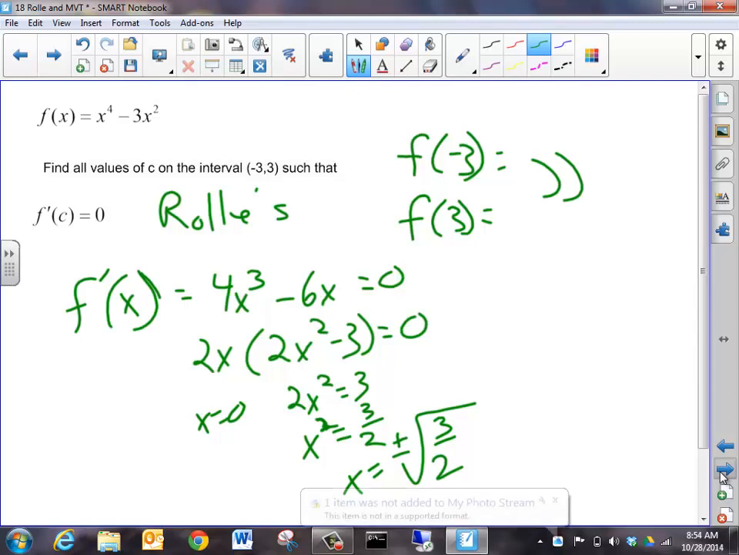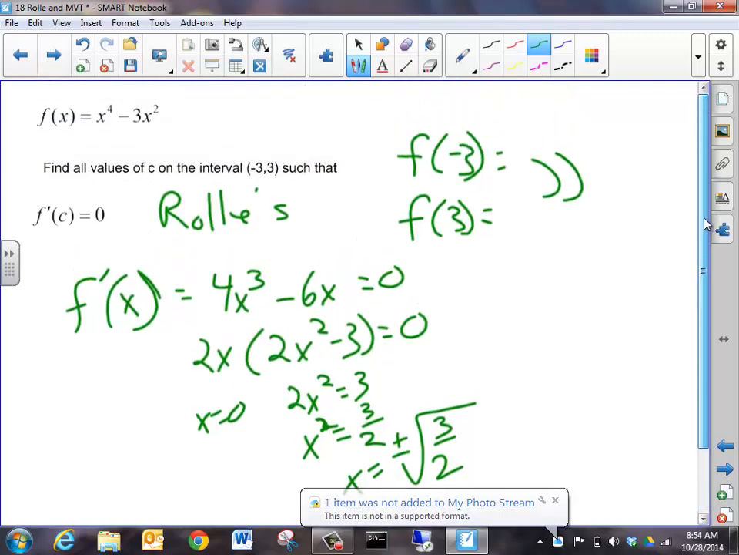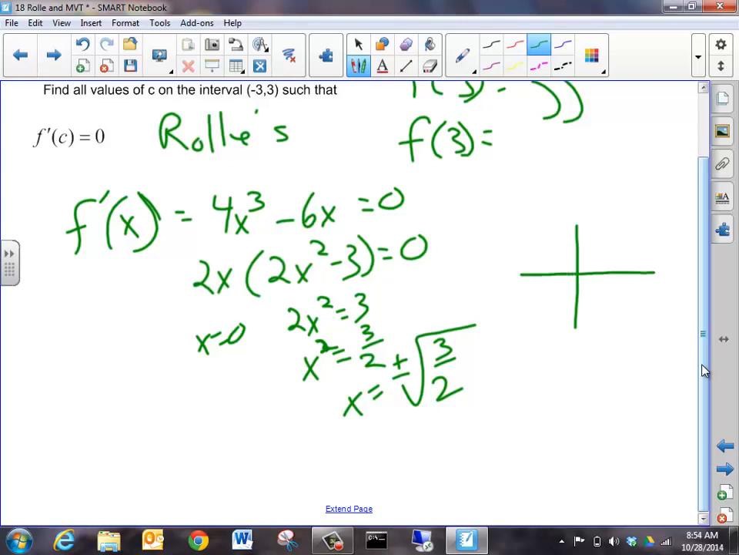So do you have some idea of what this function's got to look like now? At negative 3 and 3, if we put those in there, we get zeros. No, we don't. We get 81 minus 27. We get numbers way up top here. We get a number up here and up here. At 0, we know the derivative is 0. And at plus and minus the square root of 3/2. So this function's got to do some W-ing in there. Would you agree with that?